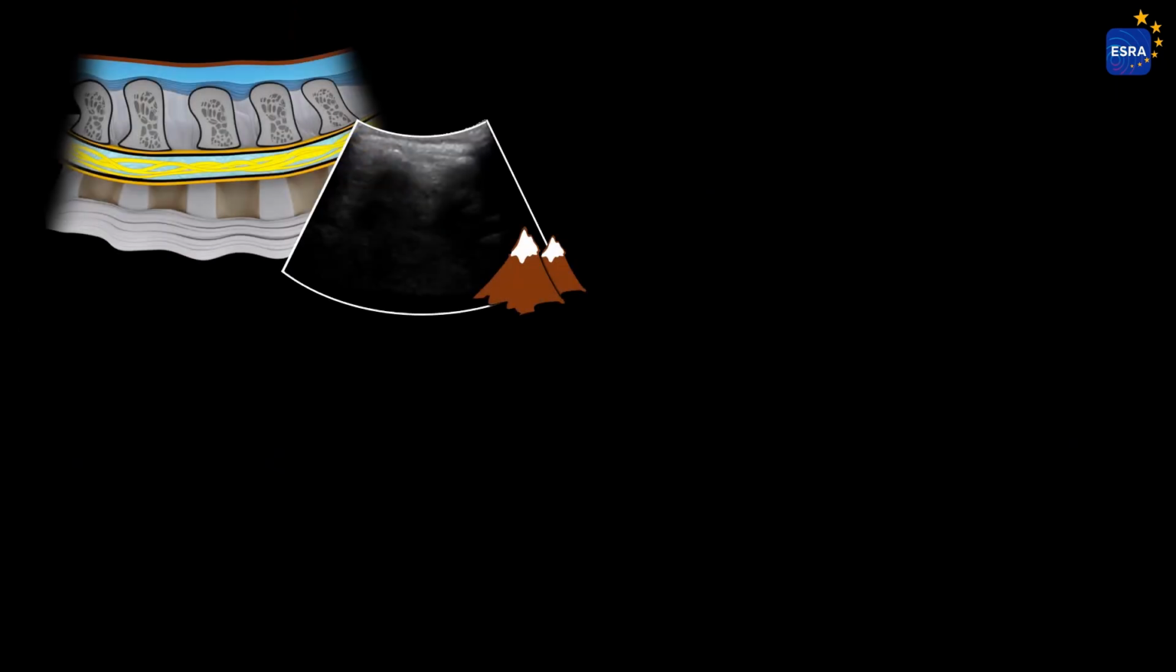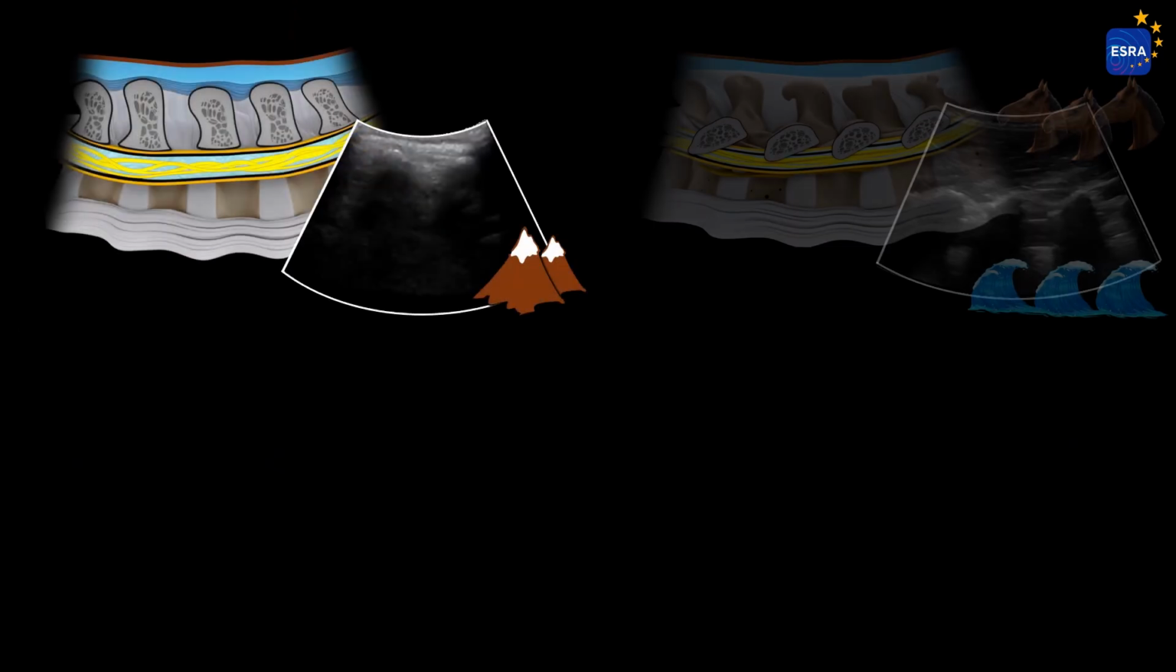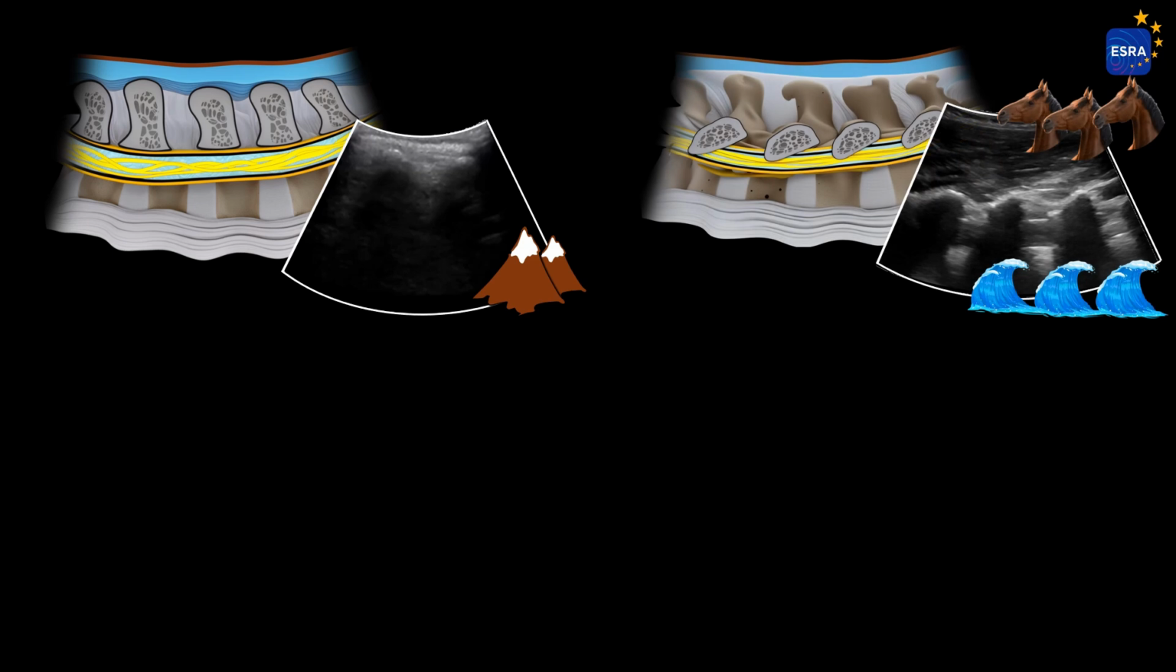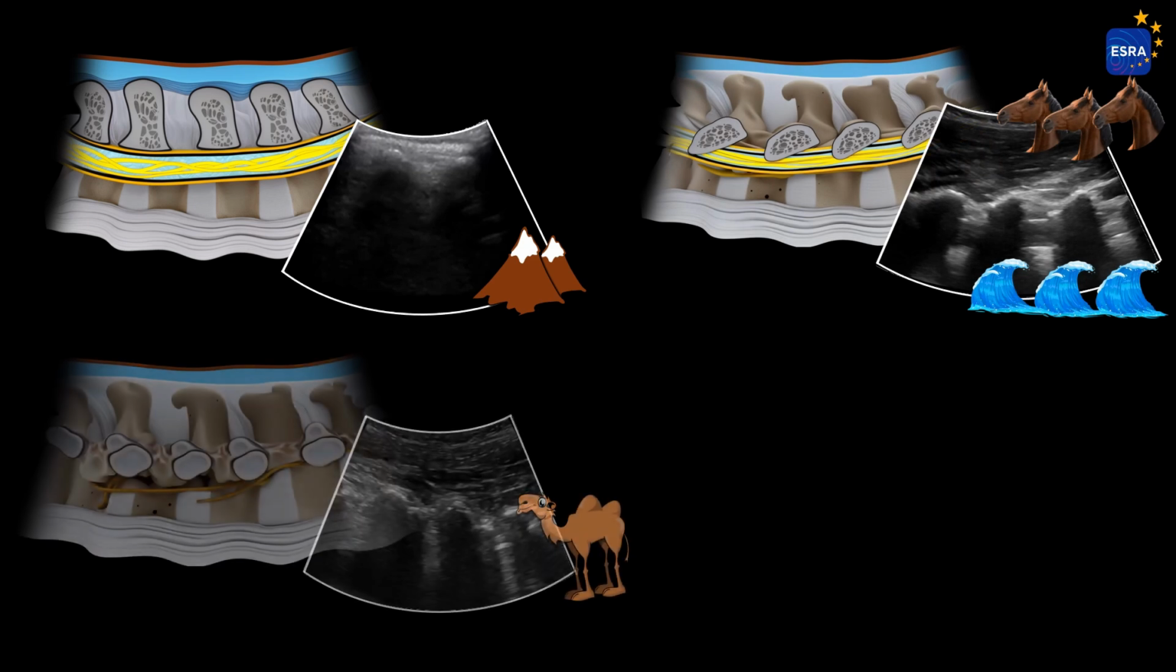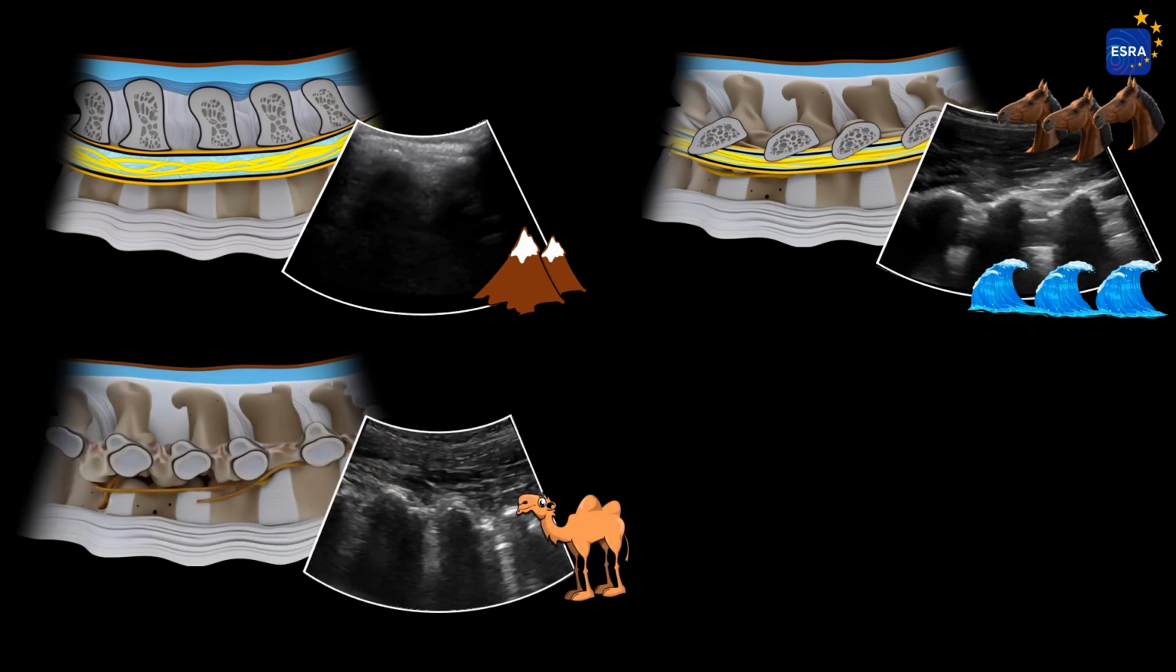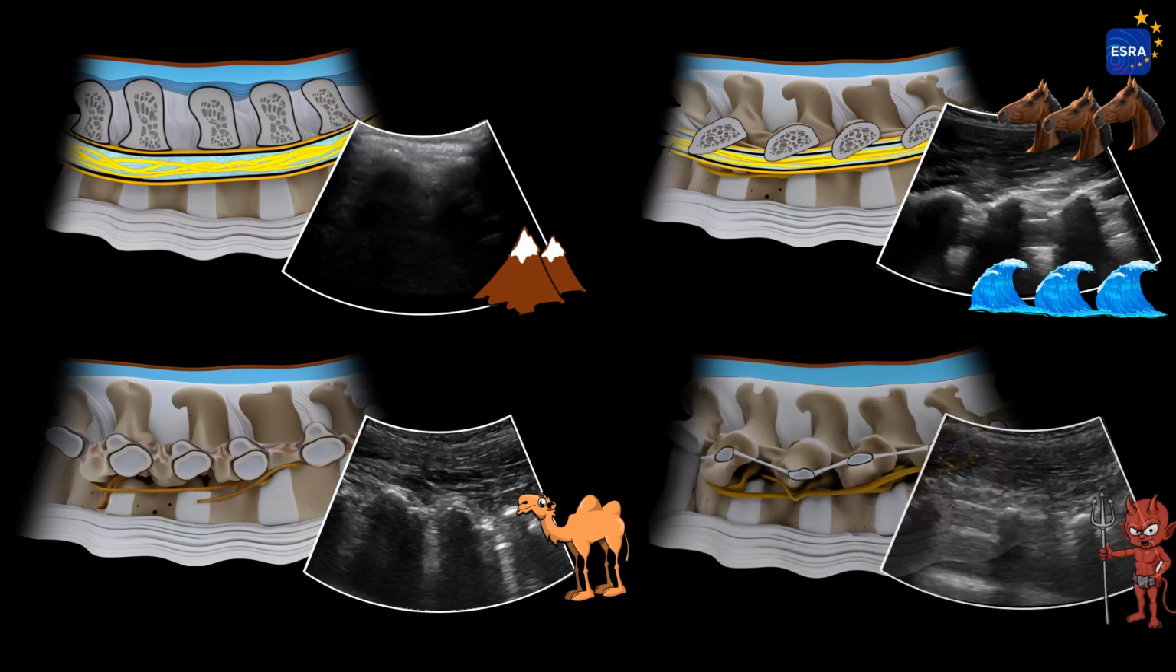Spinous processes, Montaigne sign. Laminae, horse head sign. Facet joints, camel hump sign. Transverse process, trident sign.